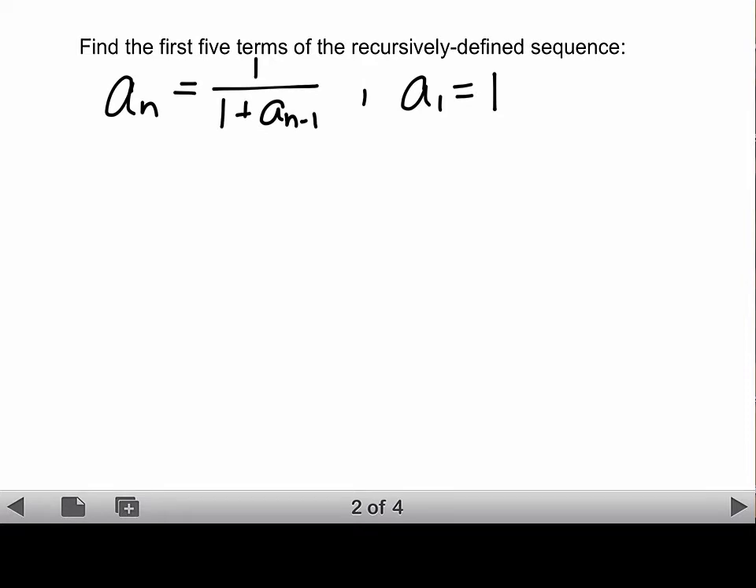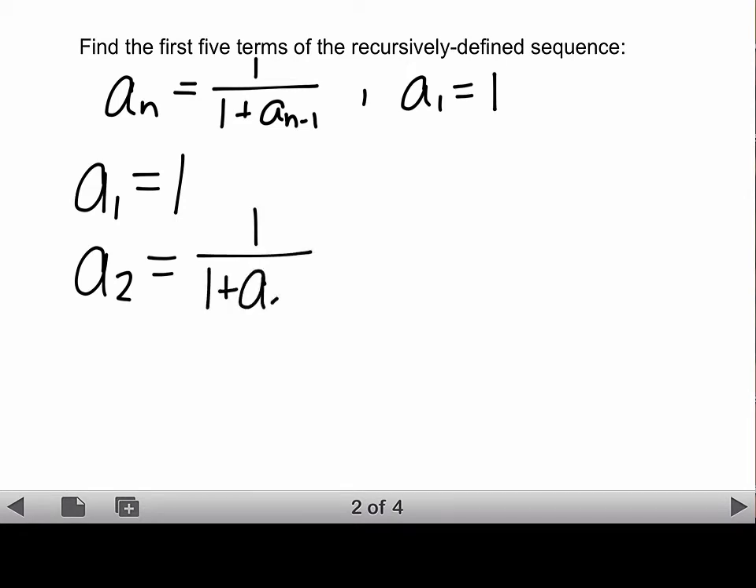In our first example, we're asked to find the first 5 terms of the recursively defined sequence that has its first term of 1, a sub 1 equals 1, and a sub n is equal to 1 over 1 plus a sub n minus 1. So a sub 2 will be 1 over 1 plus a sub 2 minus 1. So it's still a sequence. It still has whole numbers as inputs, positive whole numbers, that is, natural numbers. But in this case, we're playing with indices, we're playing with the subscripts there.